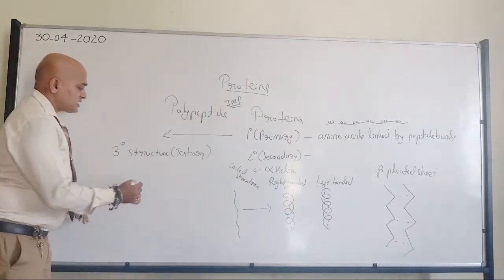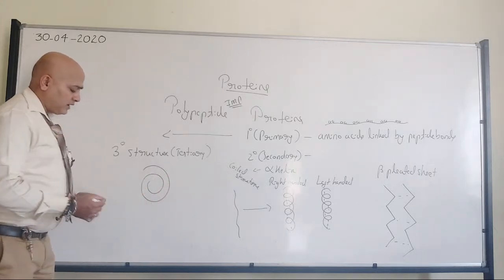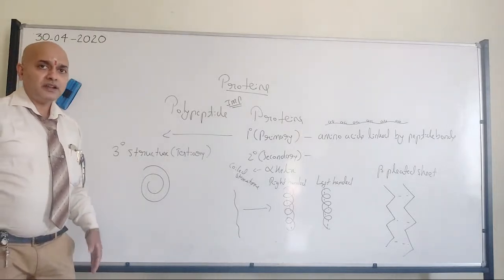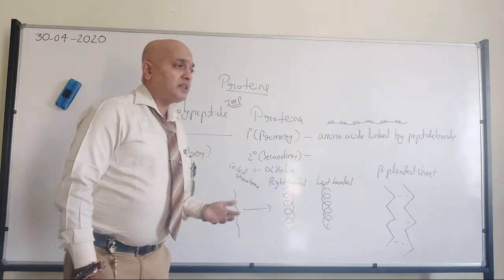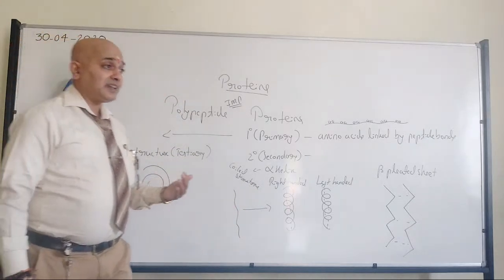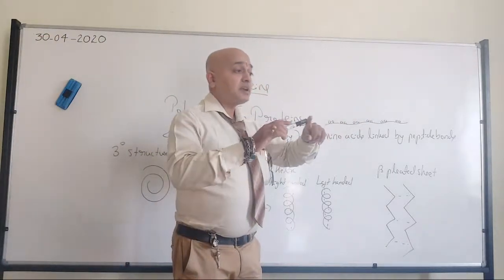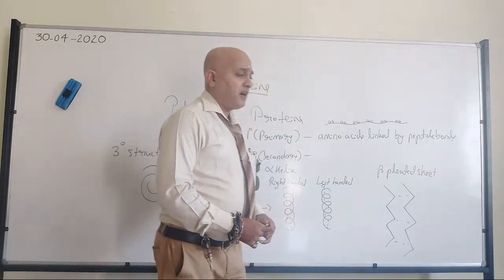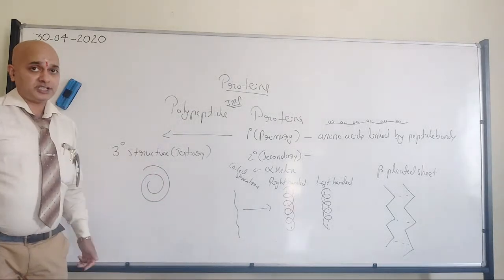Now tertiary structure can give rise to a globular pattern or whatever it is. Okay, different types of tertiary structures are there. But one thing you should keep in your mind, that tertiary structure is due to interaction of amino acids in a polypeptide, but they are far from each other. Right? They are far from each other. That's where we have the tertiary structure.